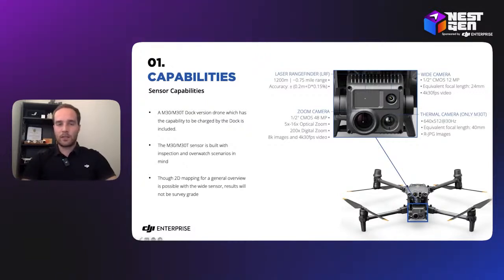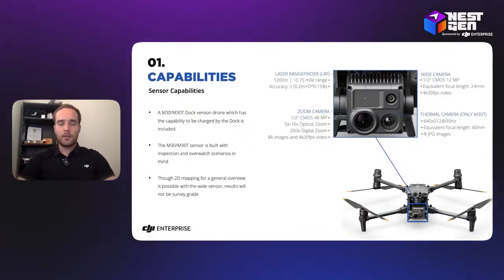The laser rangefinder allows for users to collect location information and also helps the zoom camera to focus. The zoom camera provides detailed viewpoint from a further distance away. The wide camera gives an overview of the scene or area that's being inspected. And the thermal camera is an industry standard 640 by 512 and produces radiometric images for analysis after data capture.